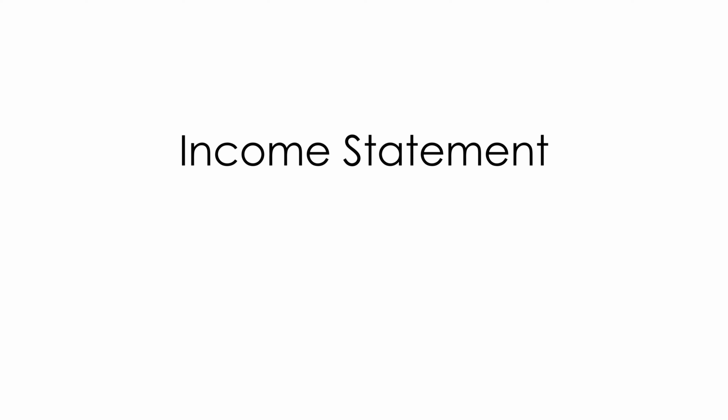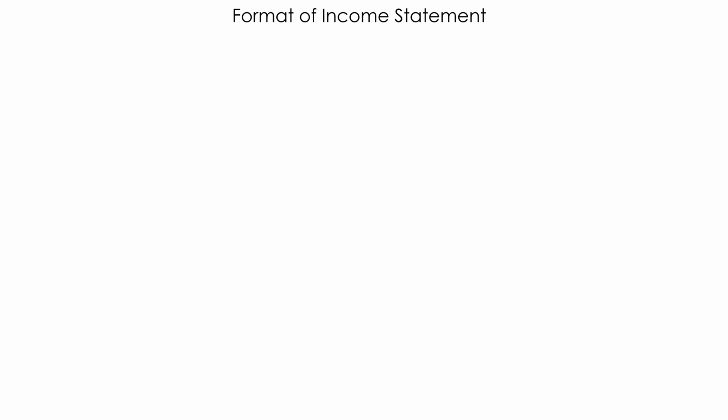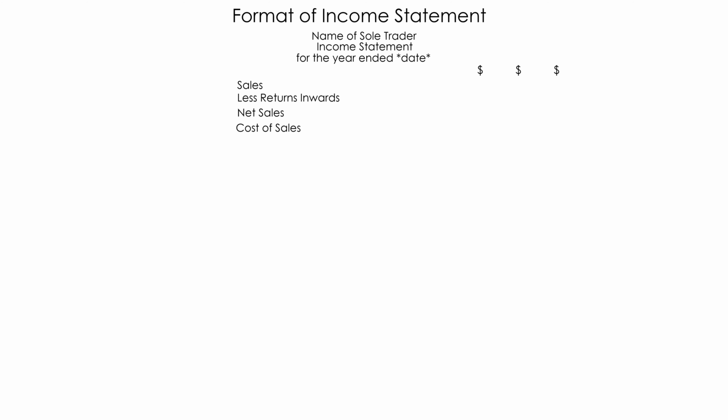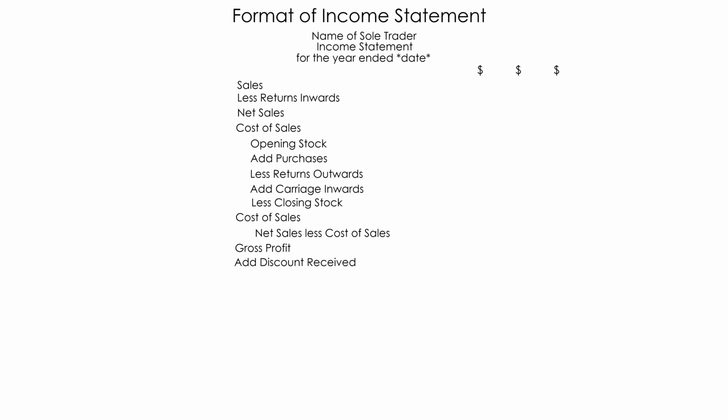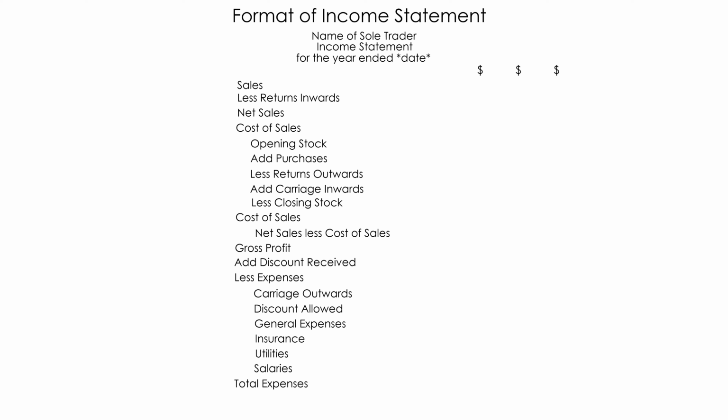Income statement. The income statement contains all the totals of your income and expenses. It is mandatory to submit this statement when filing for tax returns. It starts off with sales revenue minus sales returns to show your net sales. Then, you deduct your cost of sales to find your gross profit, and then deduct your expenses to find your net profit.